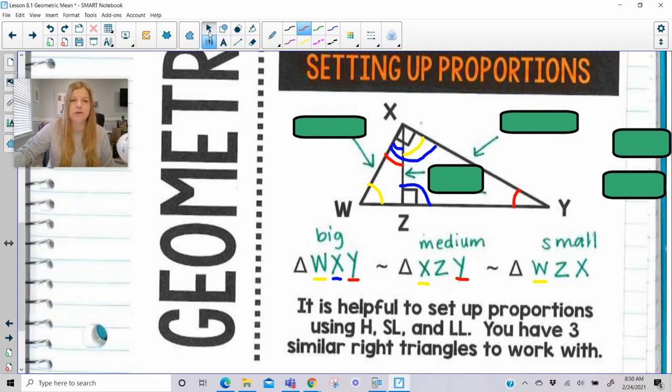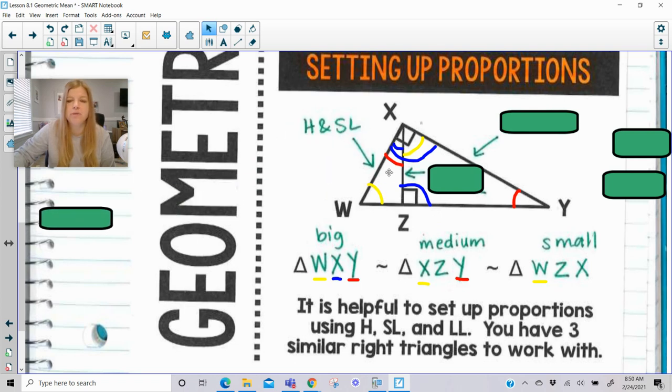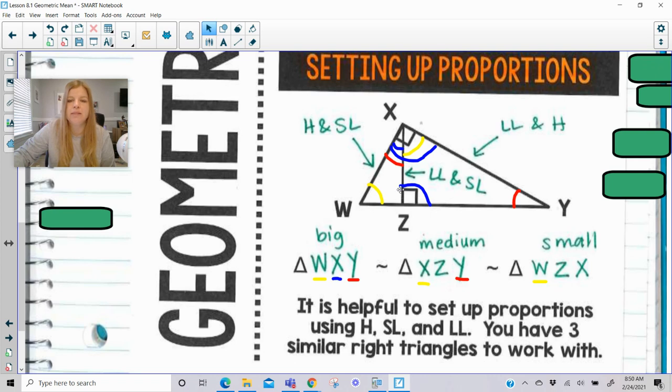So I know that looks super crazy. I marked so many things up. But again, a reminder for you, this side WX is a hypotenuse of the small triangle, and it's also a short leg of the greater triangle, the biggest one. This length here, XY, is the longer leg of the big triangle, but it's actually also the hypotenuse of the medium-sized triangle. And then this segment here, XZ, is the little leg of the medium-sized triangle. The longer leg of the small triangle, and the short leg of the medium-sized triangle.